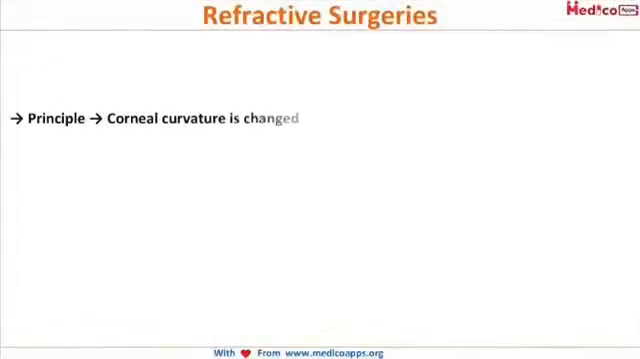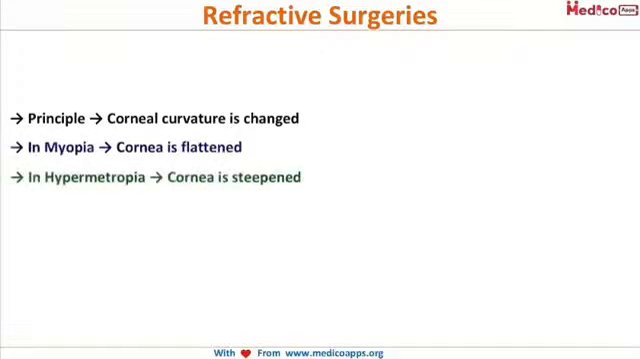So what is the principle of refractive surgery? It's that the corneal curvature is changed. In myopia, it is flattened. In hypermetropia, it is steepened. And in astigmatism, both are done. Now let's understand both of these conditions.